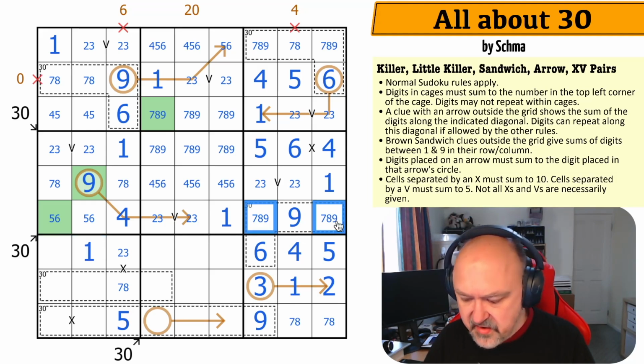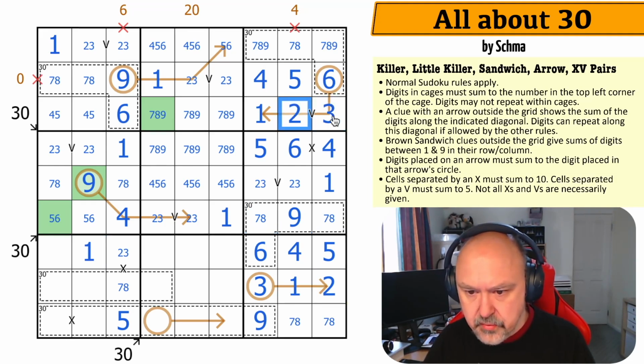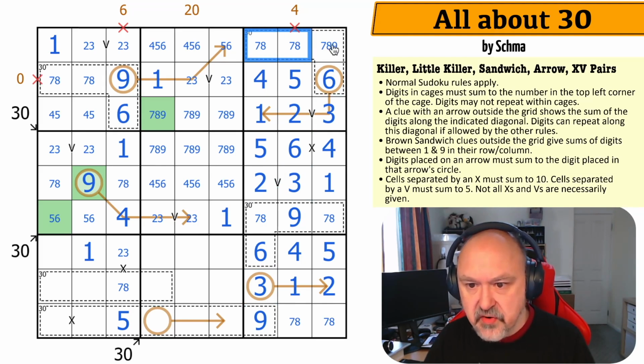The 9 takes the 9 out of both of those. This 2 looks up making that 3 and that 2. This 3 looks up making that 2 and that 3. This 9 looks up taking 9 out of there. So because there's no 9 in either of those, that's the 9. And now I've got displaced 7, 8 pairs.